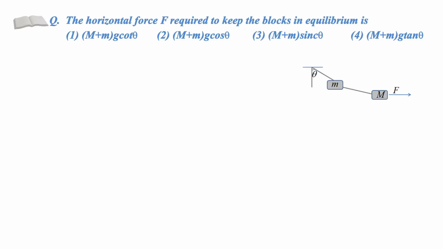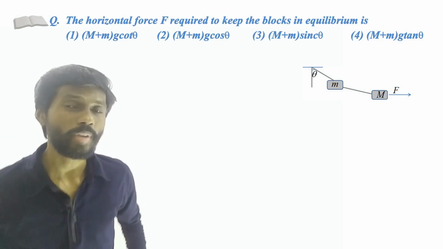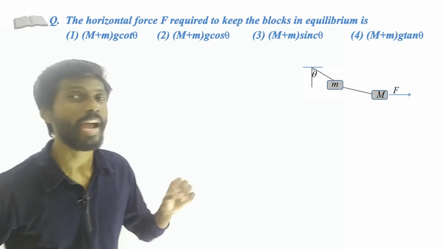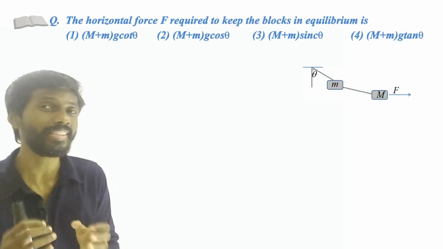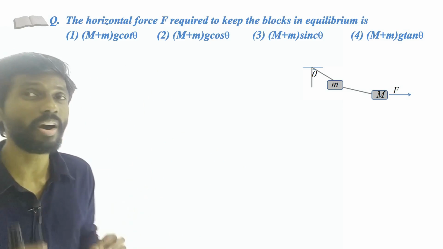The force F required to keep the blocks in equilibrium is. Here also we have two blocks connected by some strings, and a force F is acting on the block capital M in the horizontal direction. We have to find this force F so that these two blocks are in equilibrium.